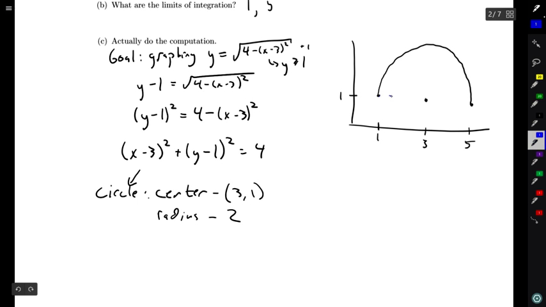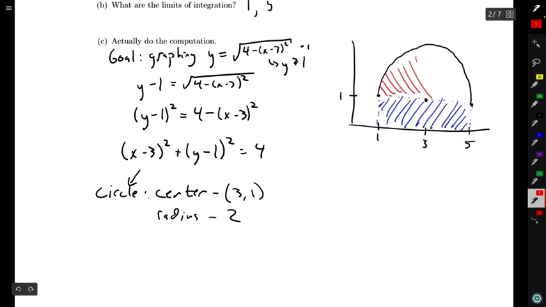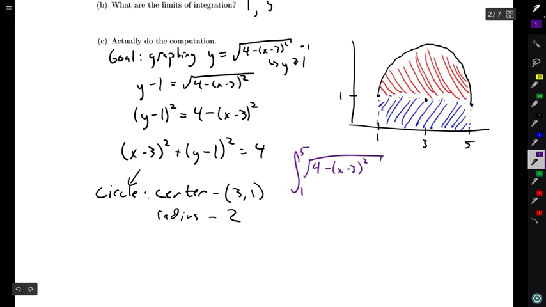So let's take a look at kind of what's going on here. This blue thing that I'm outlining here is the rectangle. We certainly know how to compute the area of that. And this red piece here that I'm shading in is the semicircle that we're going to want to talk about. Because this integral that we're interested in computing is this integral from 1 to 5 of our function square root of 4 minus (x minus 3) squared plus 1 dx. And this area is a combination both of the red areas and the blue areas that we've drawn so far.